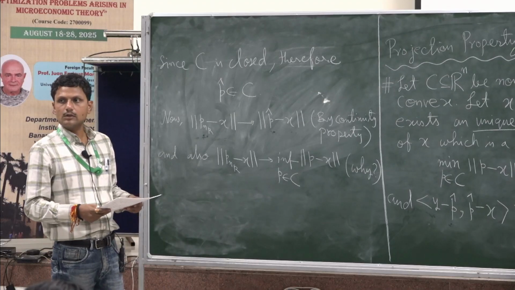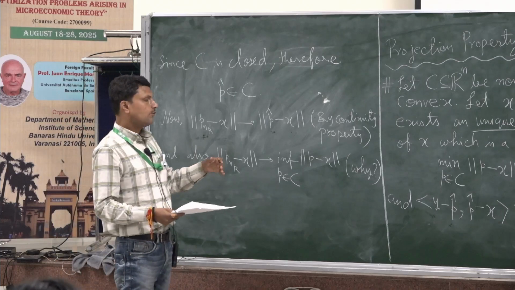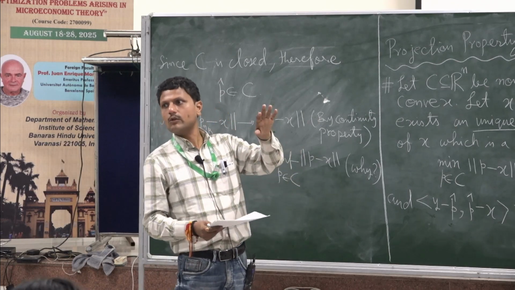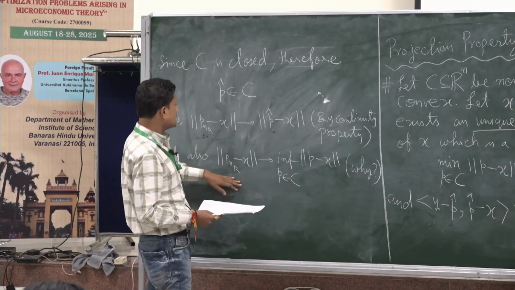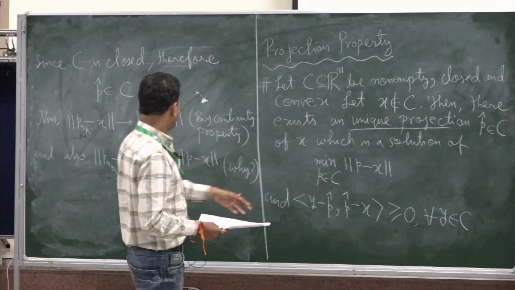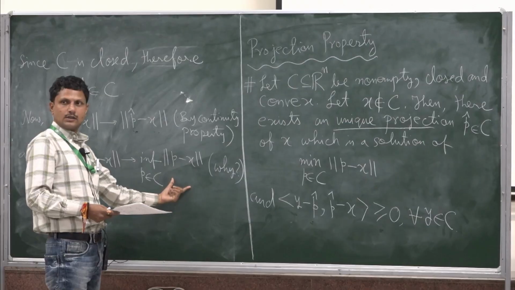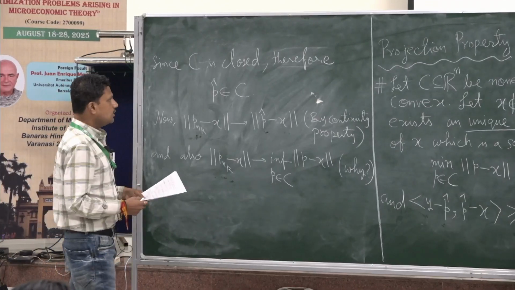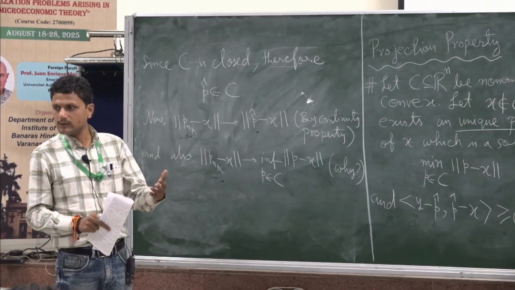Why will it be like this? Yes, very good. If a sequence converges to a limit, then all its subsequences converge to that same limit. Since P_{n_k} is a subsequence of the sequence P_n, and norm of P_n minus X converges to this, therefore P_{n_k} also converges to this. But you know that this limit of convergence should be unique.